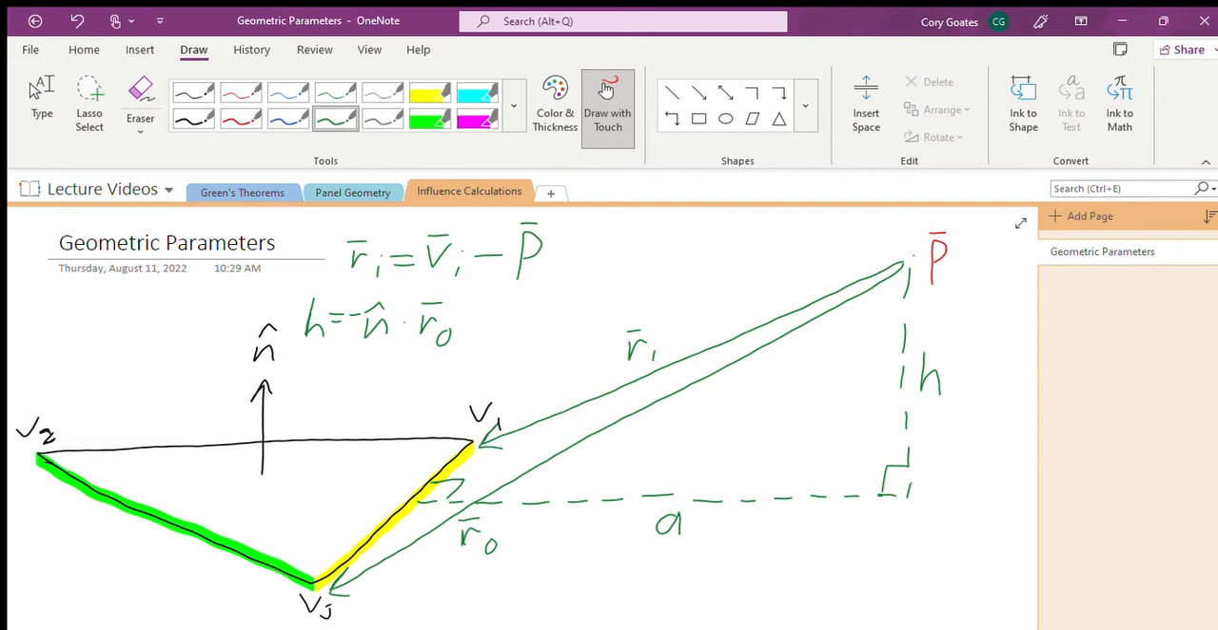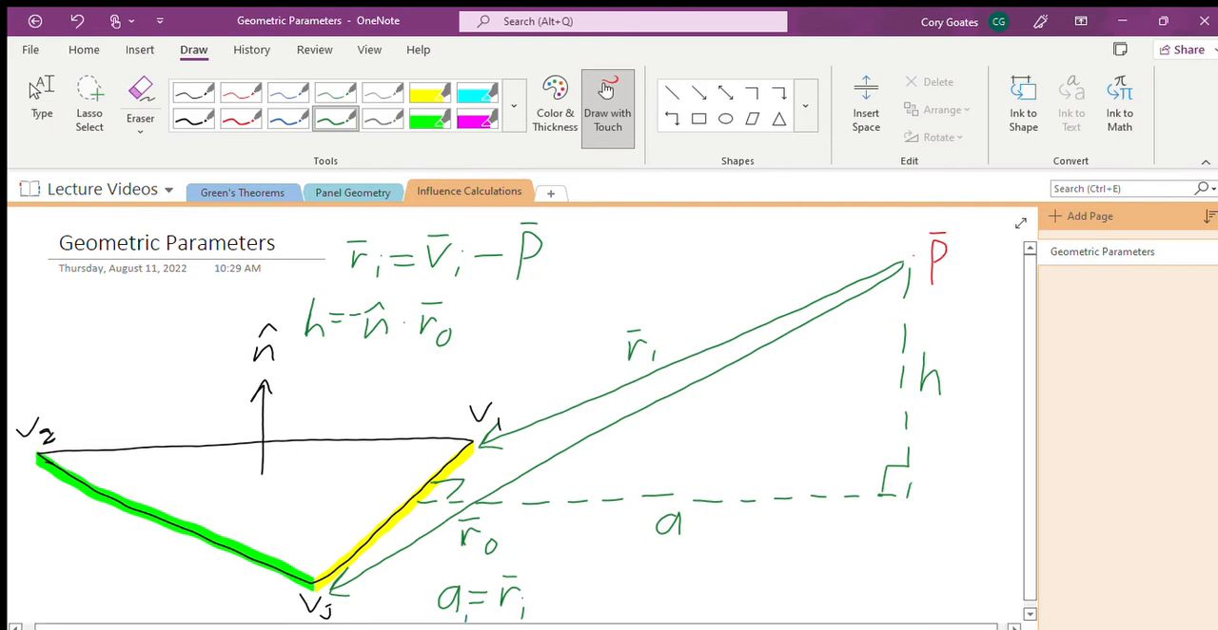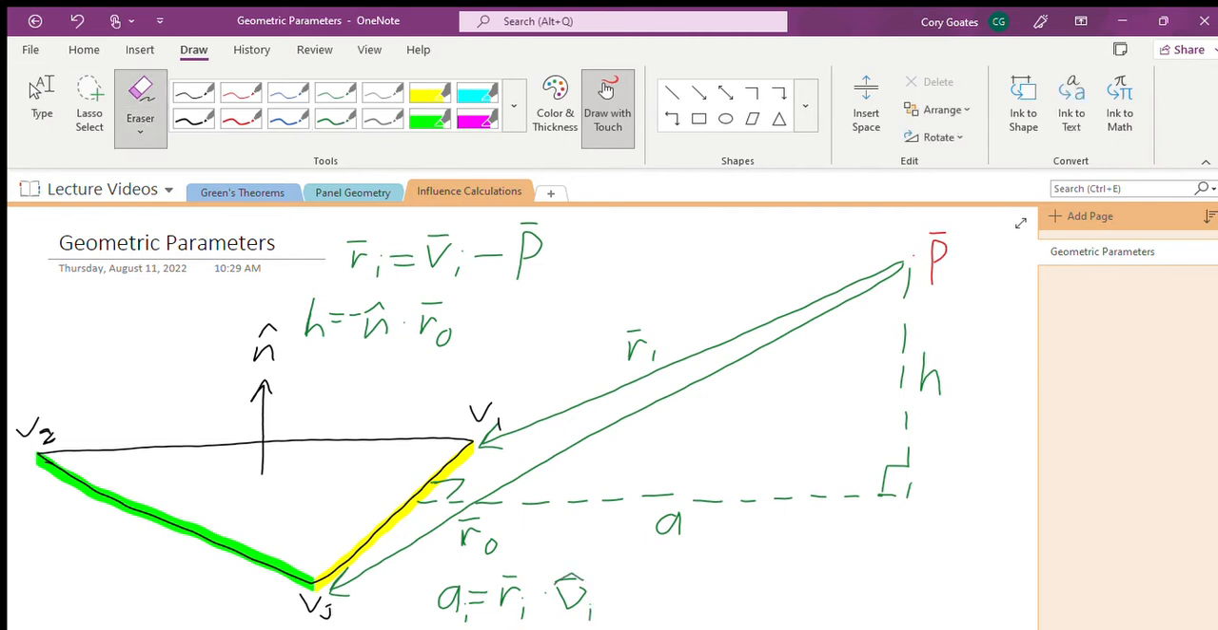So we can do this again using vectors to project things. A is just the dot product of r sub i, and remember, A is going to be defined for each edge, so we do A sub i, r sub i dotted with, well, what defines that outward normal direction? It's the outward normal vector, nu hat sub i.